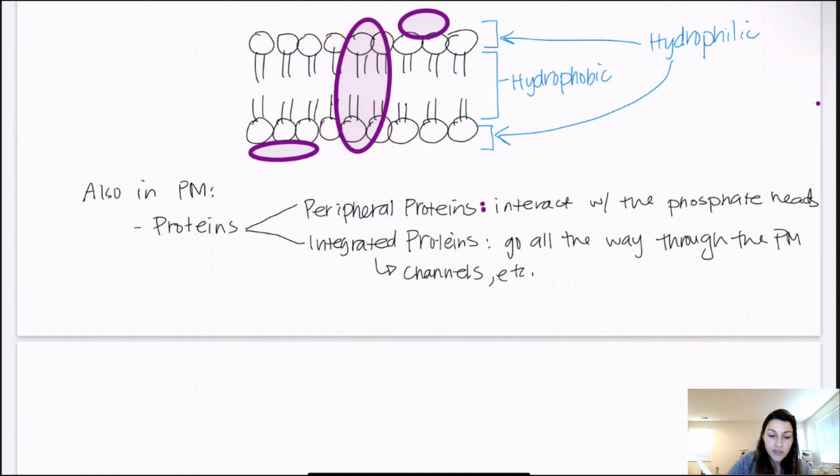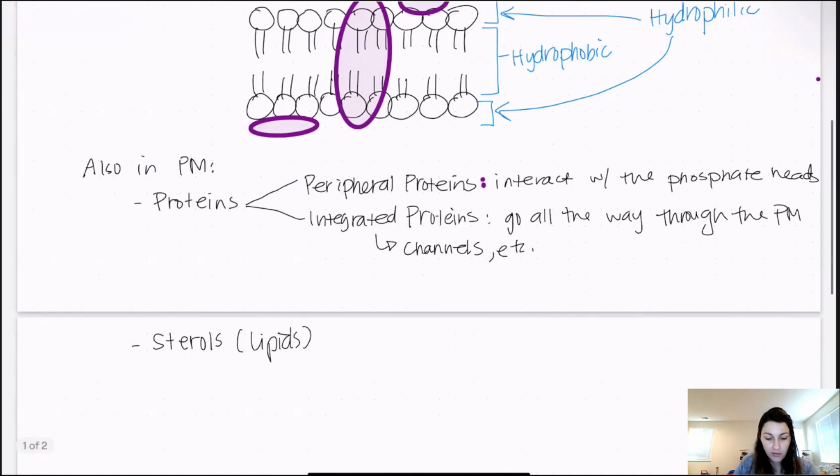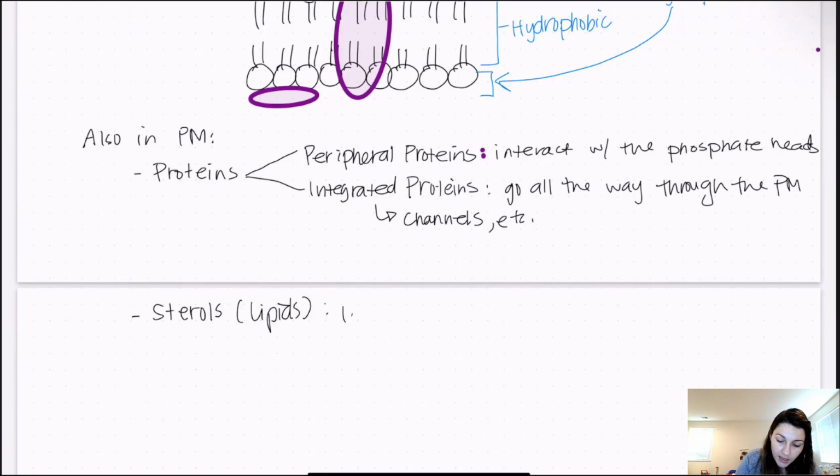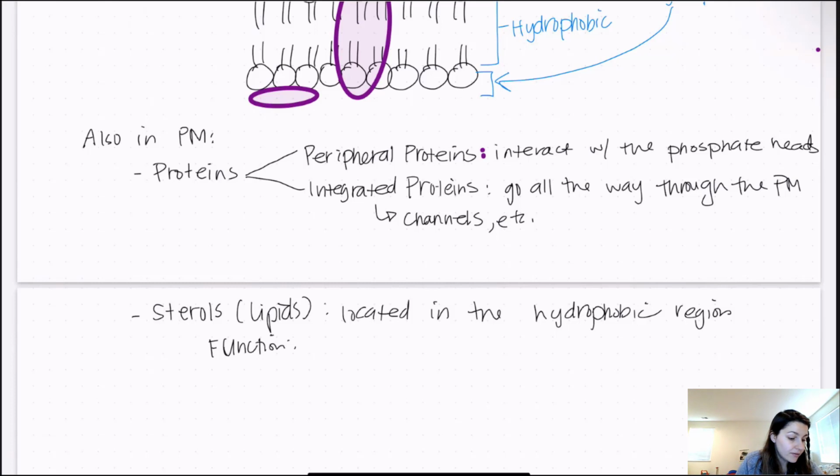Okay, so that's proteins, but we can also find something else inside the plasma membrane. Those are called sterols. Sterols are lipids, like cholesterol. Those are located in the hydrophobic region, and they have a really, really important function. Their function is to make more space.